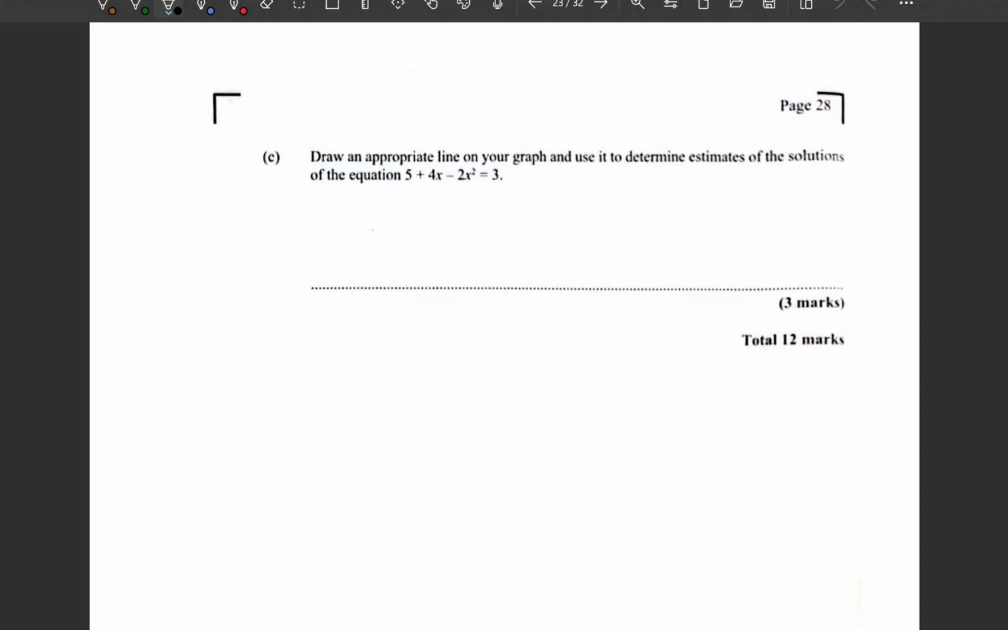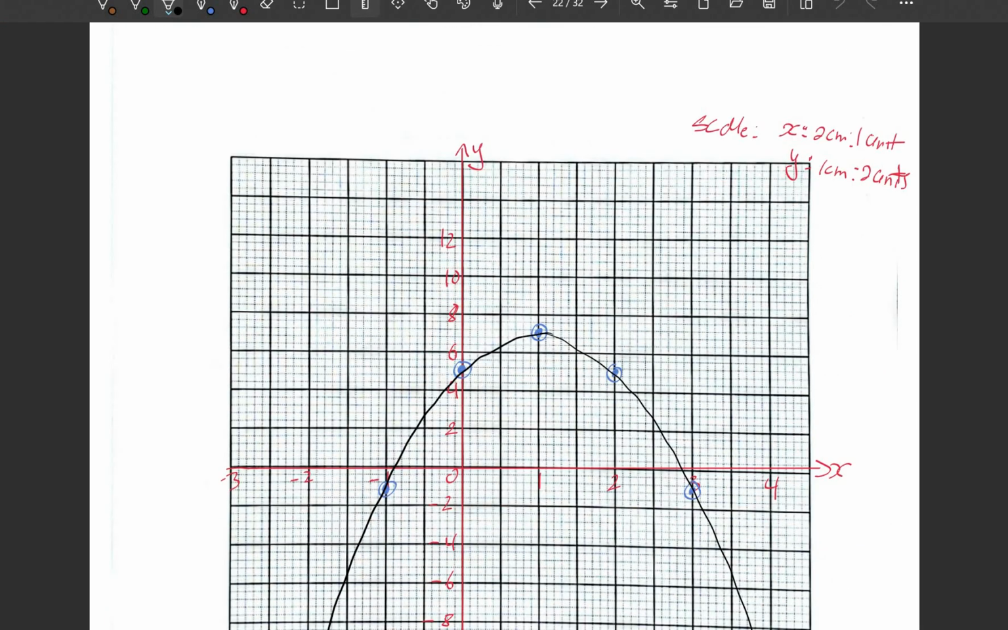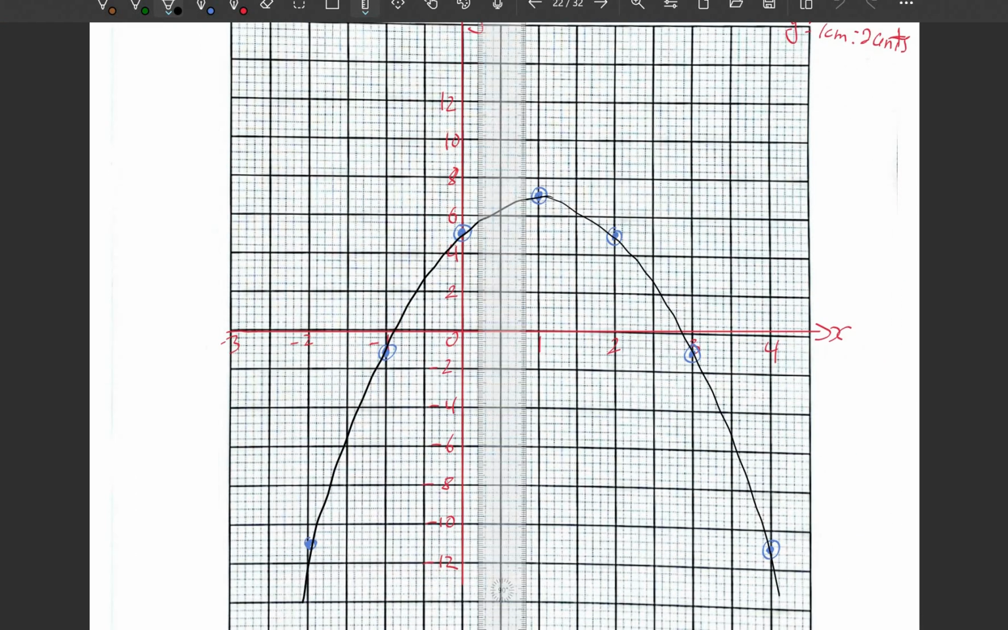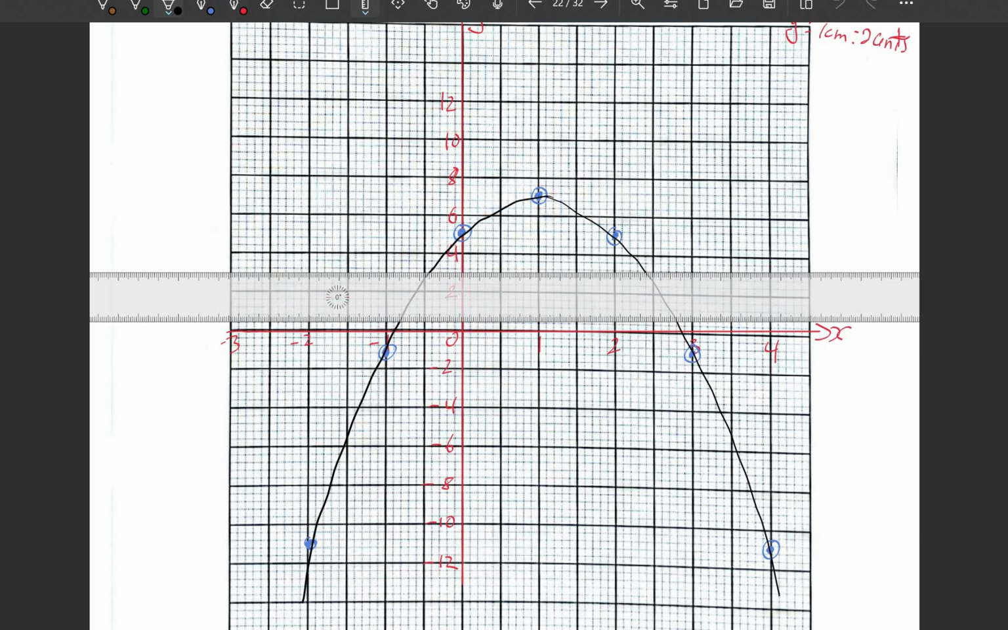Then they want us to draw an appropriate line on the graph and use it to determine the estimates of the solution of this particular equation. So we need to set this graph that we just drew equal to 3. Or another way of reading this is, where does this graph equal 3? So let's draw a line at y equal to 3.